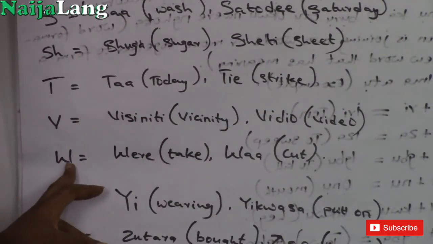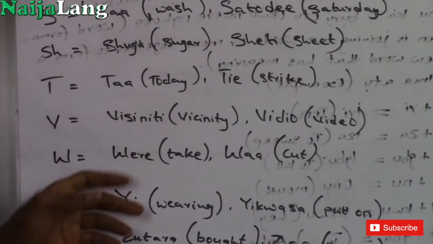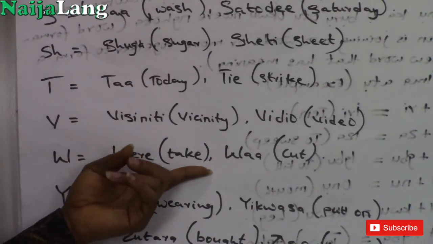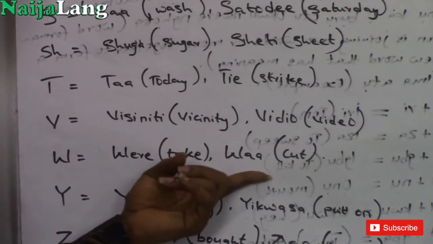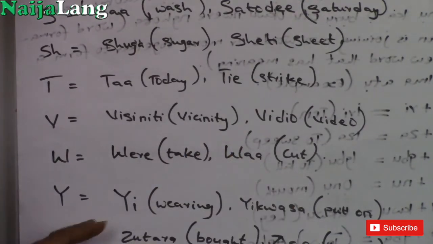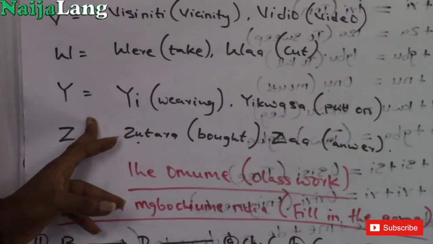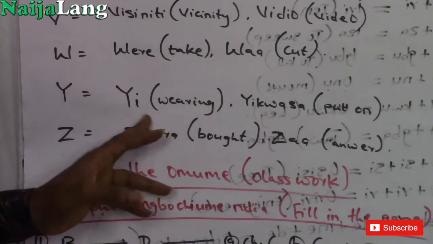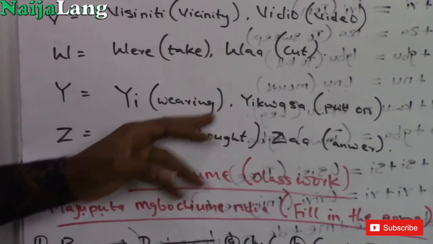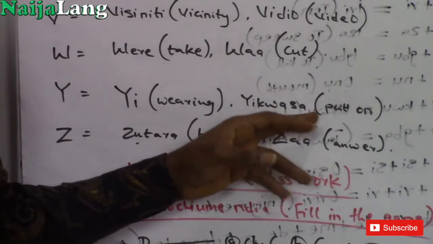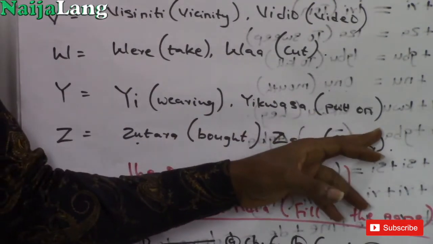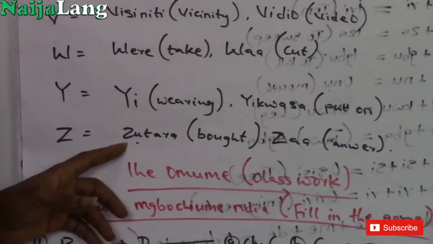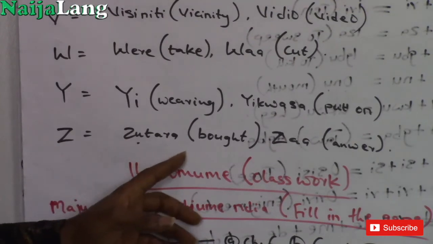The next one is we: we means take. Wa means cut. The next one is ye: ye means wearing. Yikwasa means put on. The next one is zi: zotara means bought.